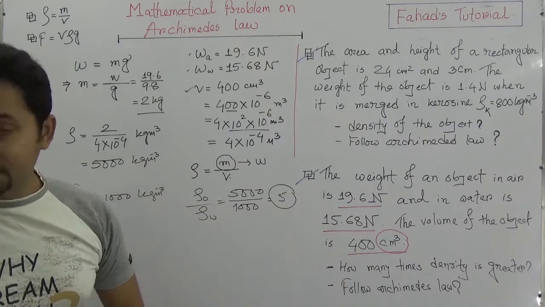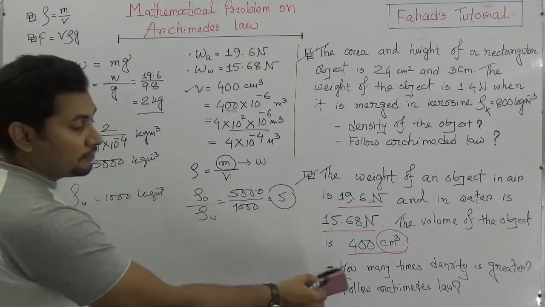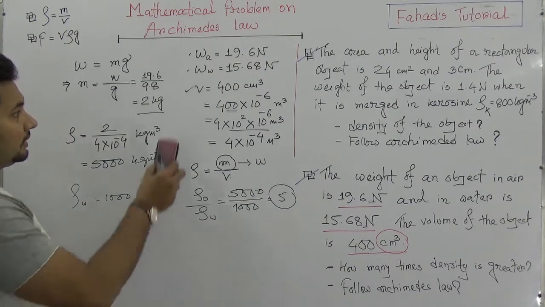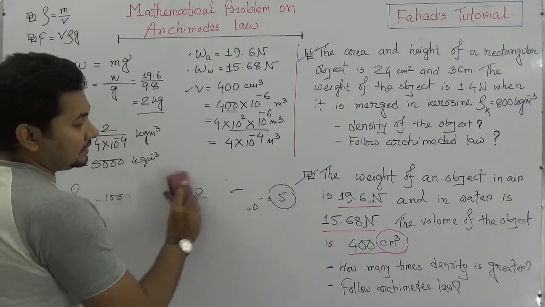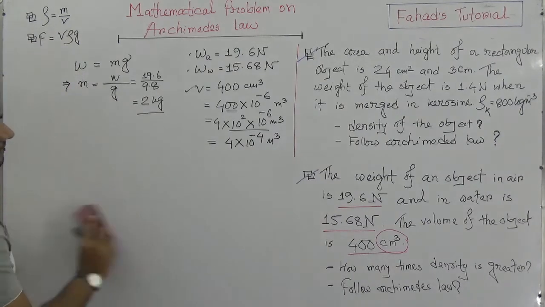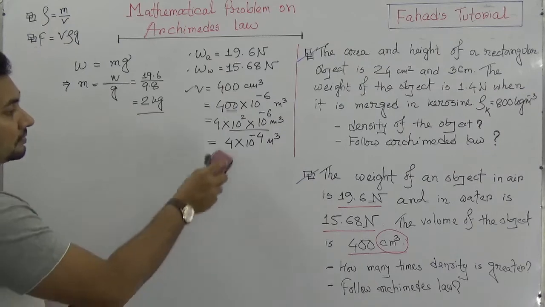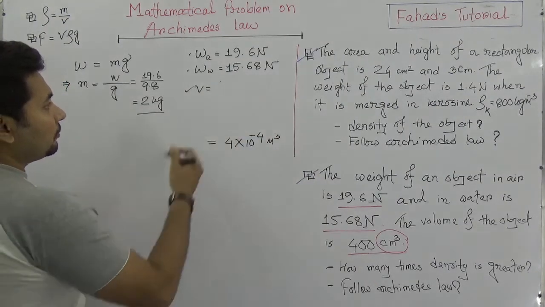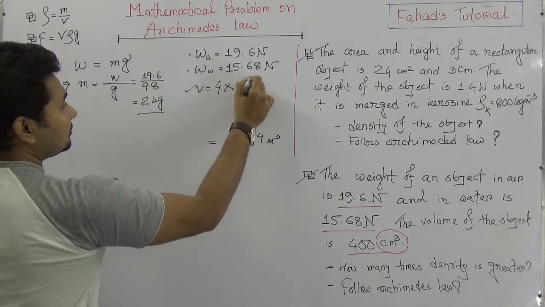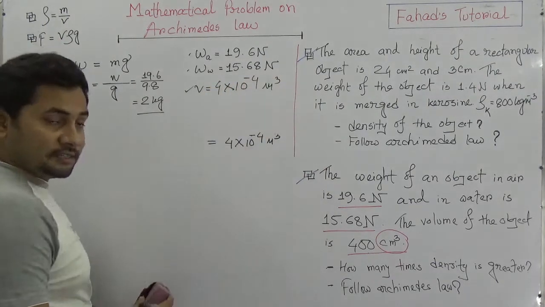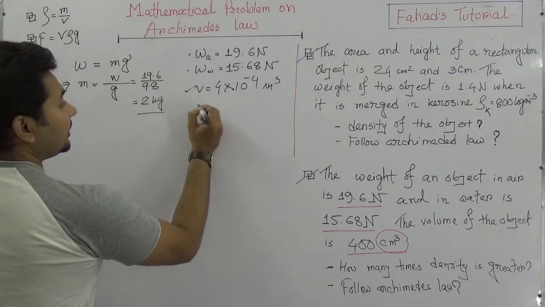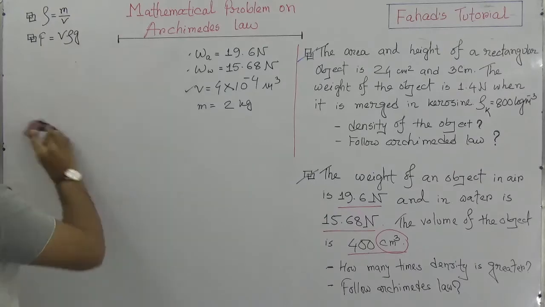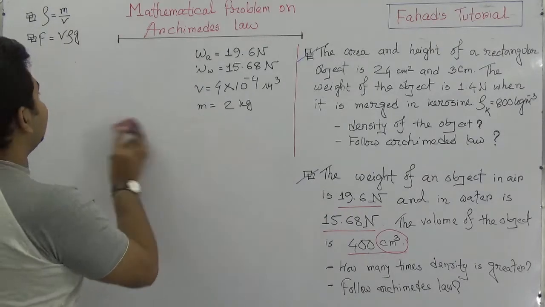And now the second question is: is it following the Archimedes law? And how will we do it? Let it be immersed and then see what we got. We got V of the object, which is 4 times 10 to the power minus 4 meter cube. We also got the M, which is 2 kilogram. So till now we got V, W and M.